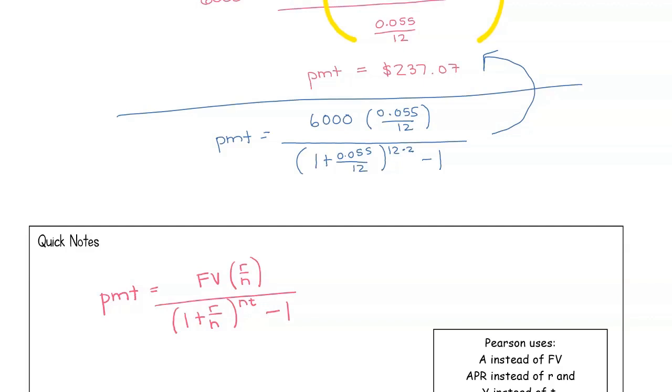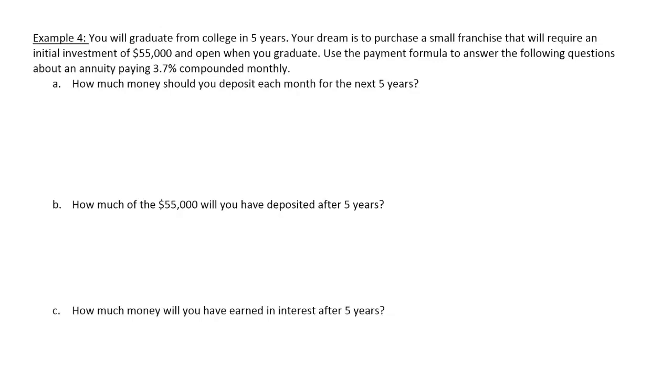You will graduate from college in 5 years. Your dream is to purchase a small franchise that will require an investment of $55,000, and you will open it in 5 years. Use the payment formula to answer the following questions about an account paying 3.7% compounded monthly. And to start part A, how much money should you deposit each month for the next 5 years?